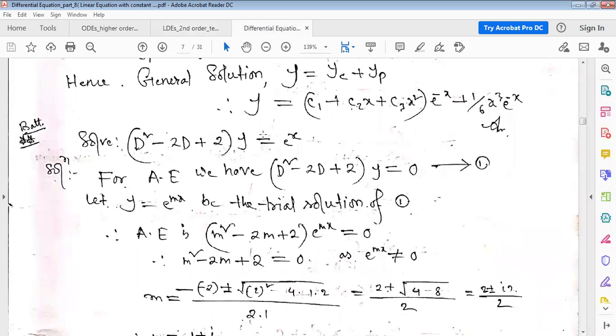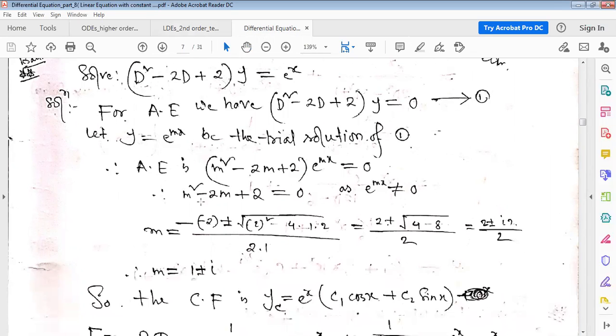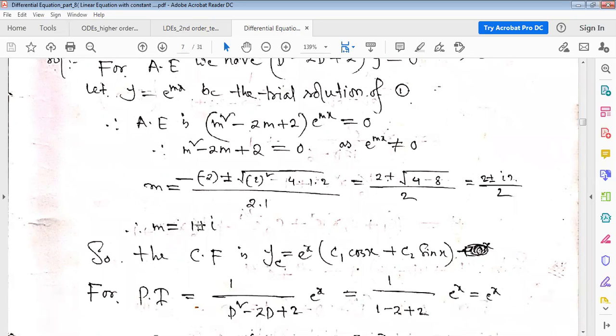Okay, this is another example for the exponential function e to the power x. Now for the auxiliary equation, we have this equals 0. If e to the power mx is the trial solution, then upon taking double differentiation and putting it in, we get (m square minus 2m plus 2) e to the power mx equals 0. So the auxiliary equation equals 0, and m equals what? There are complex roots, right?